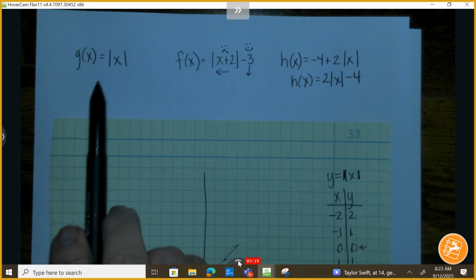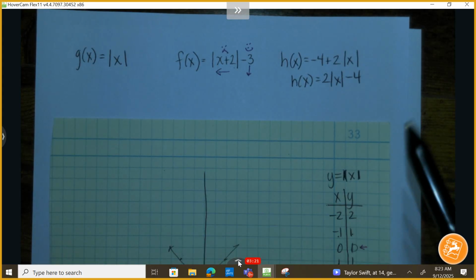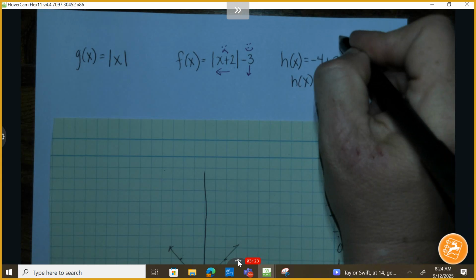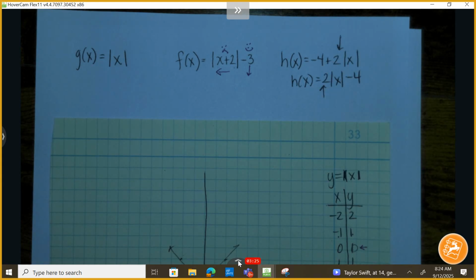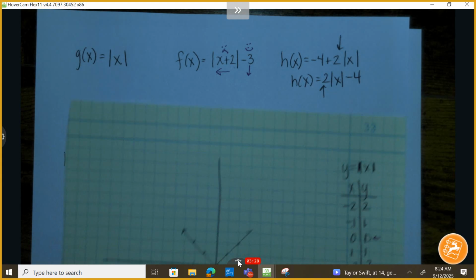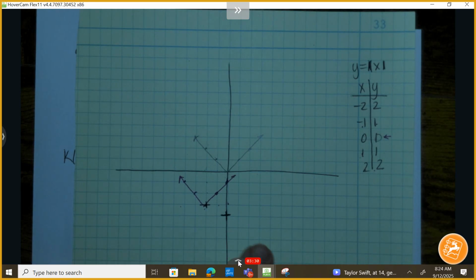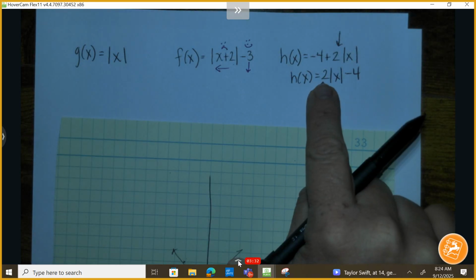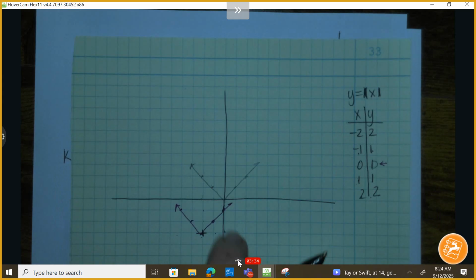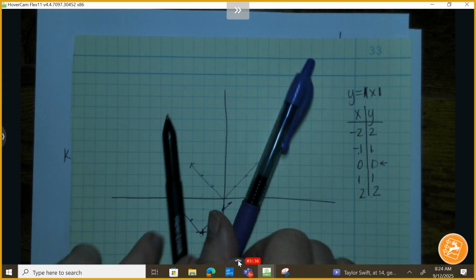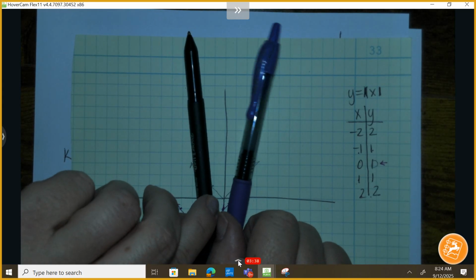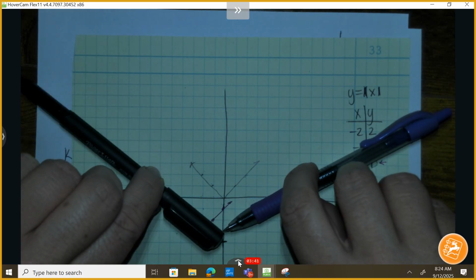Now this is something new that was not on your video yesterday. What is different about the first 2 examples and the third example is now I have a value that's directly in front of the parent function. And what changes is the shape then. We're still going to have this V shape, but based on whether that number is greater than 1 or between 0 and 1 will make a difference whether this V shape rises at a really fast rate, so the V is going to become skinnier, or the V is going to become wider.